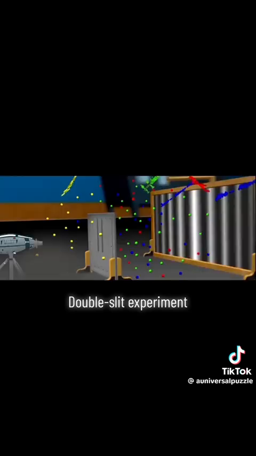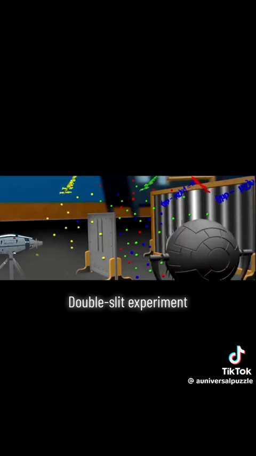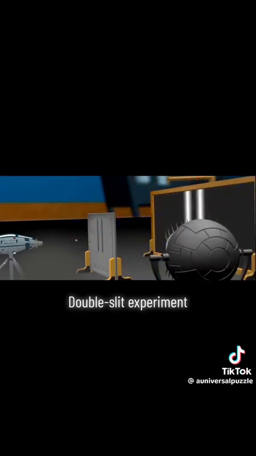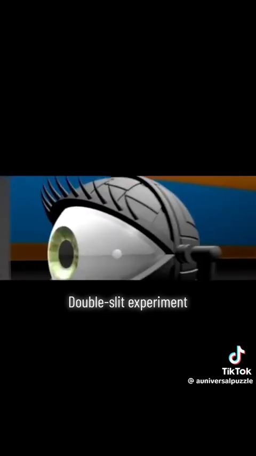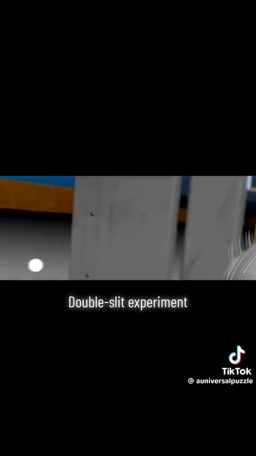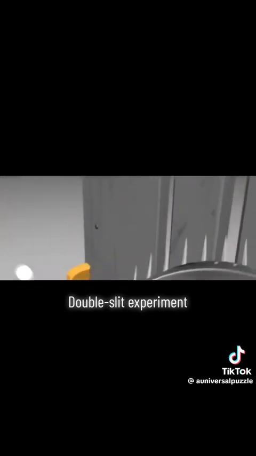Impossible. So physicists tried to find out through which gap the electron actually passes. They installed measuring instruments to check this. Another seeming impossibility occurred. The electrons stopped behaving like waves and began acting like particles, and left a trace on the screen of two distinct strips with no interference.